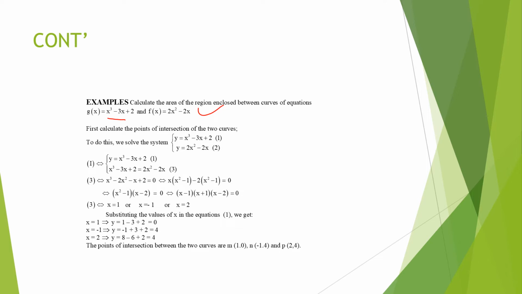First of all, let's calculate the intersection of these two curves. We have to equate y = x^3 - 3x + 2, this one, and 2x^2 - 2x, this one. We are equating these two functions because we want to find the limits of integration. After solving the equation, we get x = 1, x = -1, or x = 2. So here we have our limits of integration.